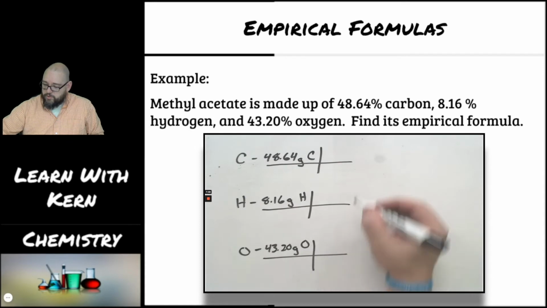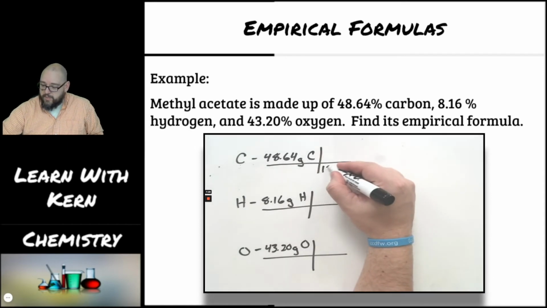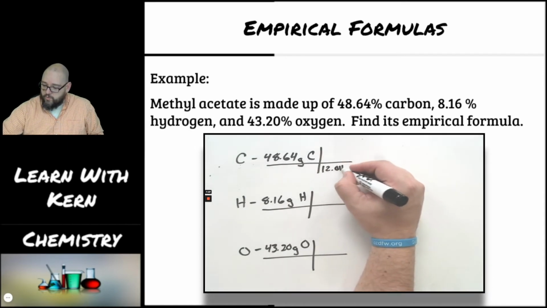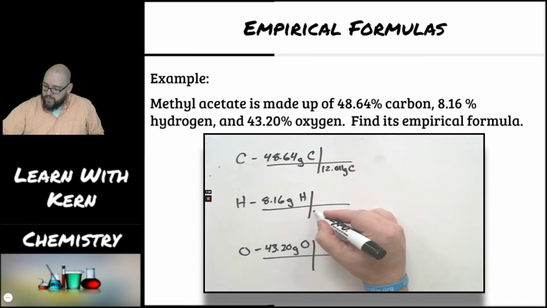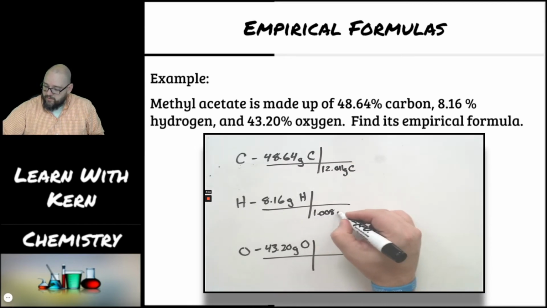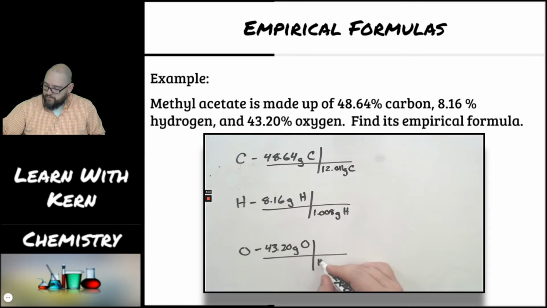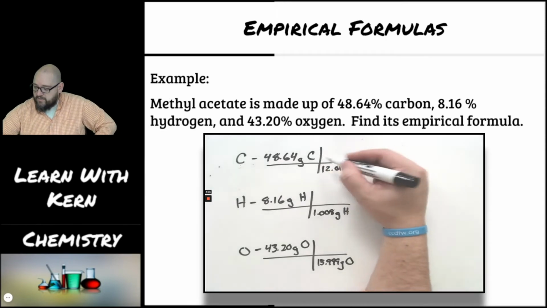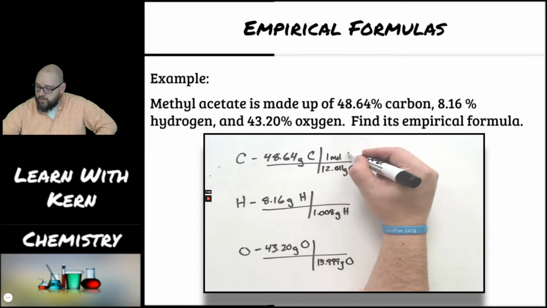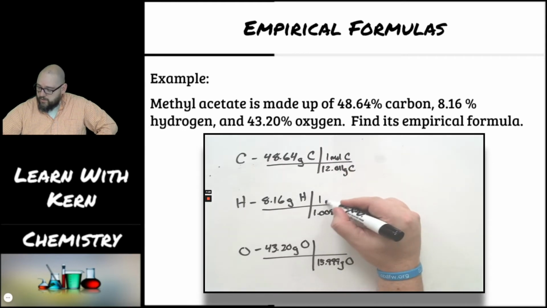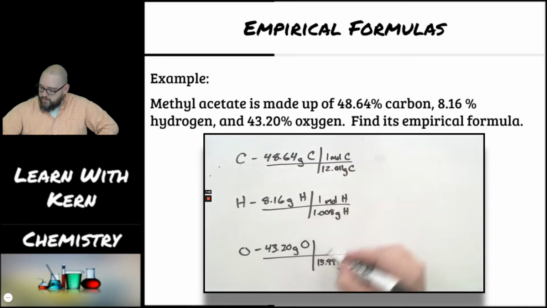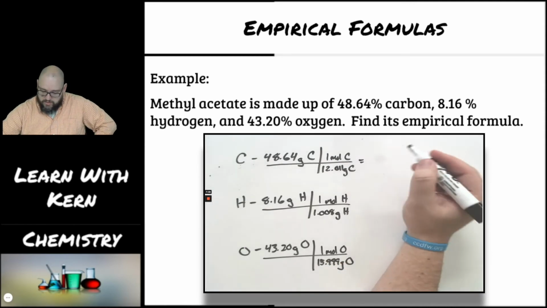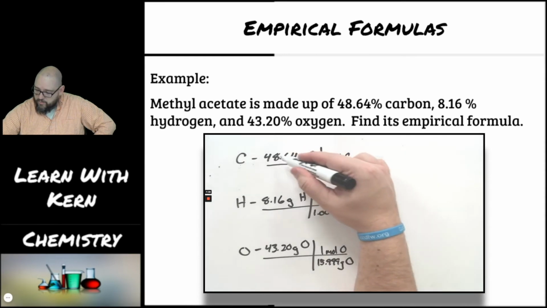So I'm going to do my railroad track. If I have grams, I'm going to put the molar mass on the bottom. So that's 12.011 grams of carbon, 1.008 grams of hydrogen, and 15.999 grams of oxygen. Those are the molar masses of these elements. And this is going to be 1 mole of carbon, 1 mole of hydrogen, and 1 mole of oxygen.